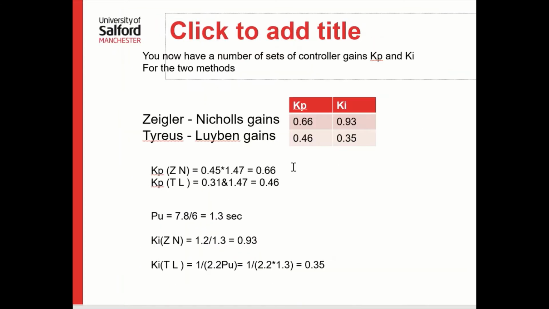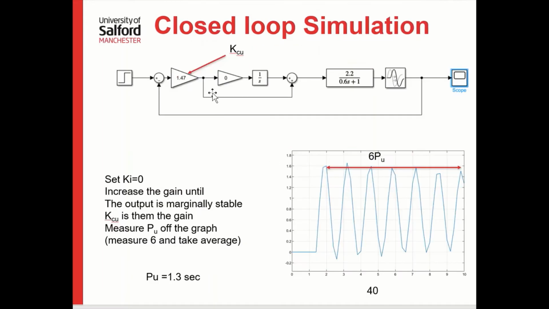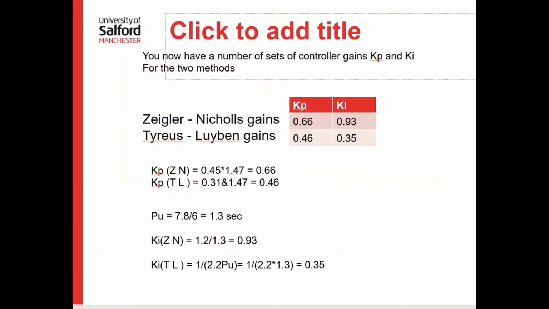When I do that, the Ziegler-Nichols gain is 0.45 times 1.47. Remember, the gain here was 1.47, and the table says 0.45. That comes out as 0.666, and the Tyreus-Luyben method is 0.31 times that, which comes out as 0.46. Then the Ziegler-Nichols Ki is 1.2 over Pu. My Pu was 1.3, so that becomes 0.93. And for my other method, it's 1 over 2.2 Pu, which comes out as 0.35. So this is coming out a bit low for me, but there we go.